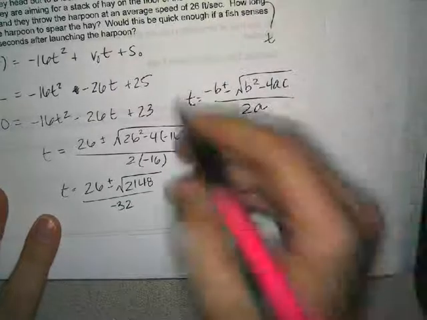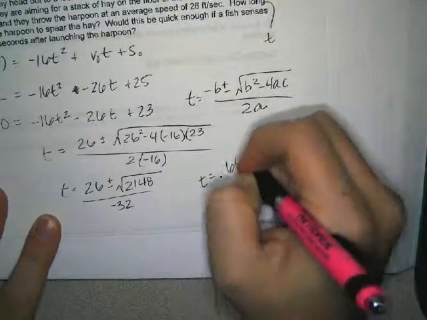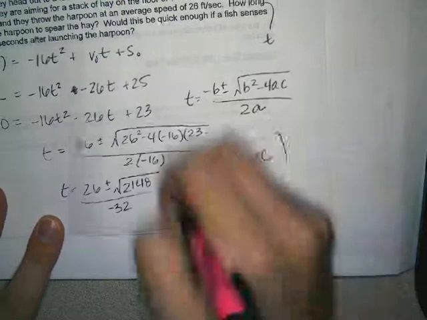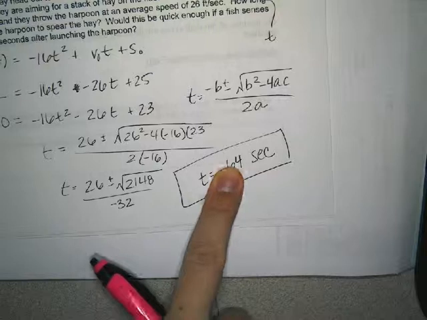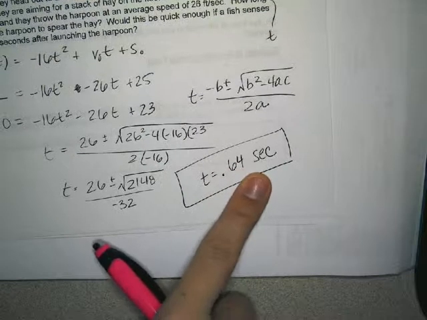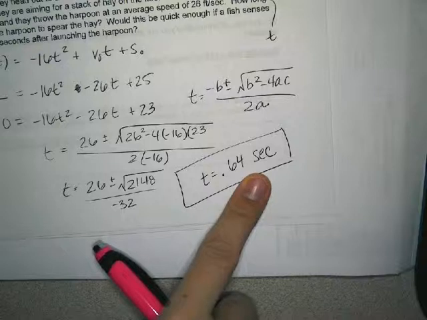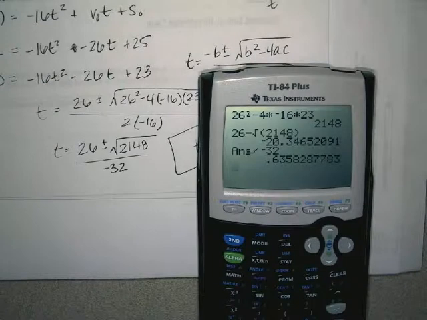So my time value is 0.64 seconds. Now, since this is a real life situation where you have some units, you need units on your answer. Don't just write 0.64. Make sure you write 0.64 seconds. Yes, Megan? Yep. Okay.